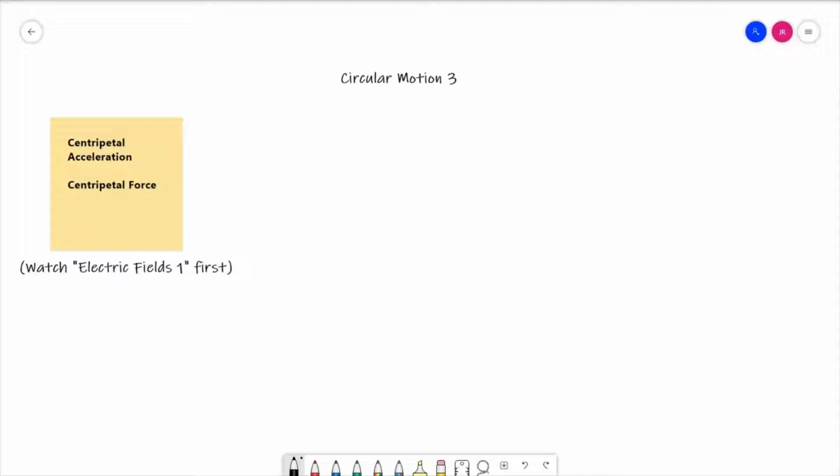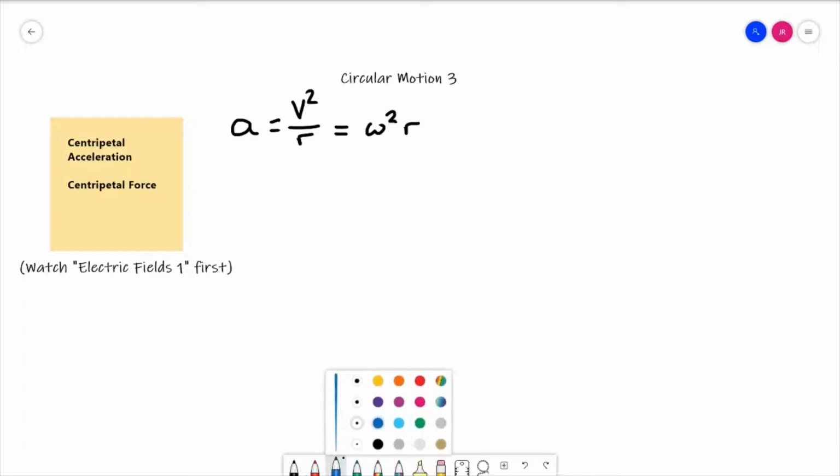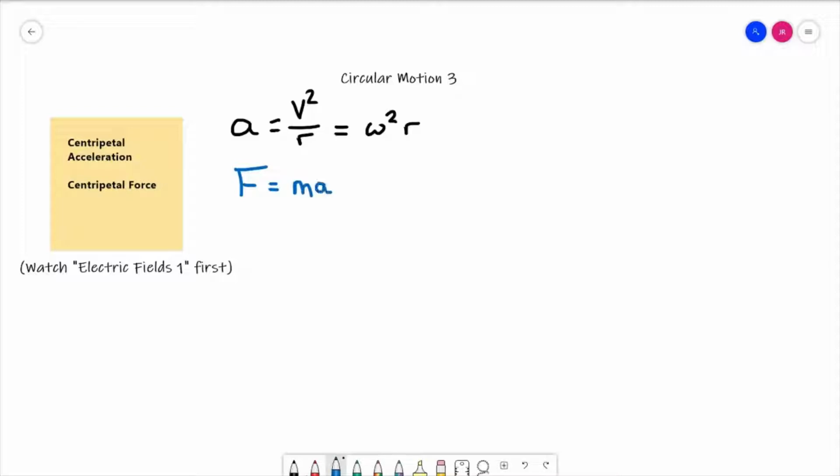For centripetal acceleration, we've got the equation a is equal to v squared over r, and that was equal to omega squared r as well. For centripetal force, we just applied Newton's second law, or at least the basic version of Newton's second law, F equals ma, and we had the equation centripetal force is m v squared over r, or we can take that as m omega squared r. And those are the equations that we looked at last lesson.